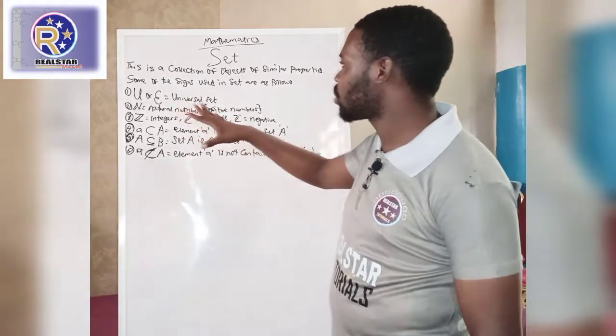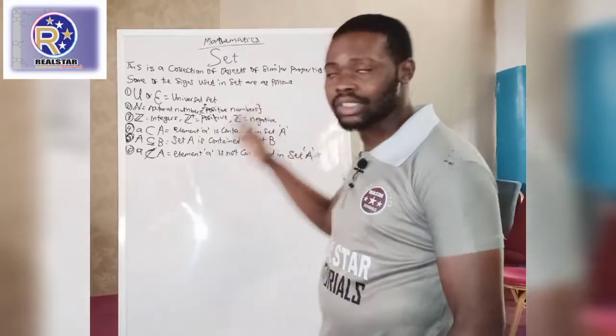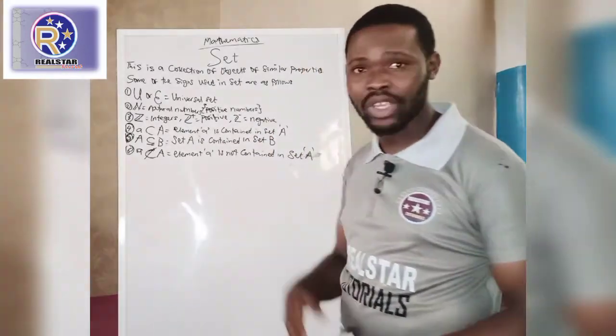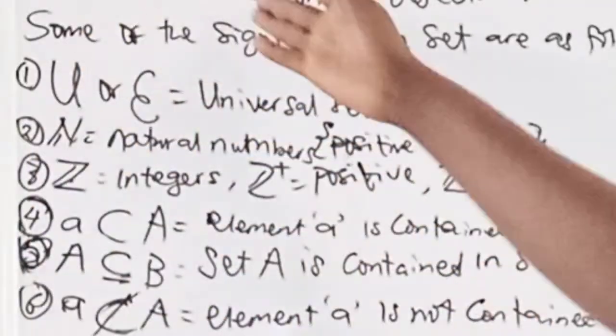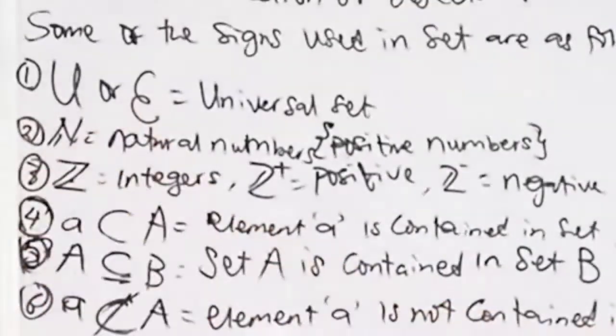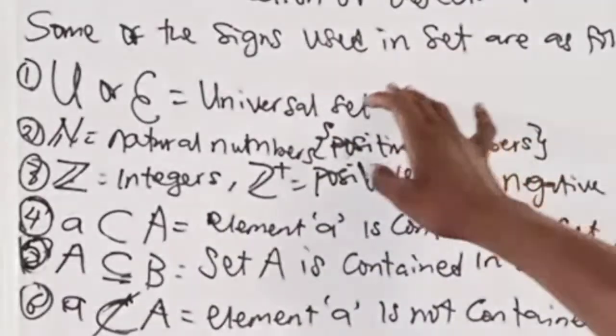We want to start by looking at some of the signs used to express set mathematically. The first one is this. When you see this sign, capital letter U, or this one that looks like E, it means universal set. Any of the two means universal set.